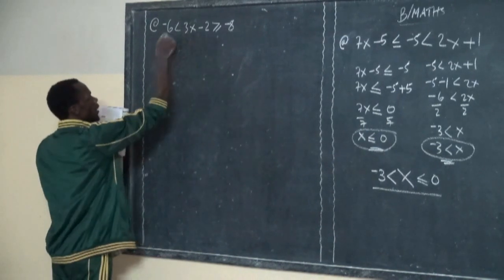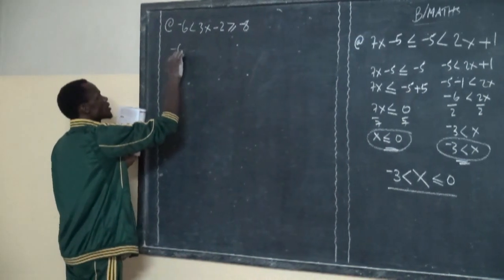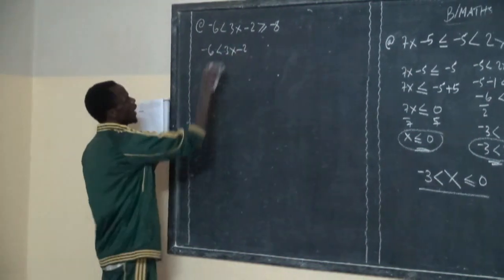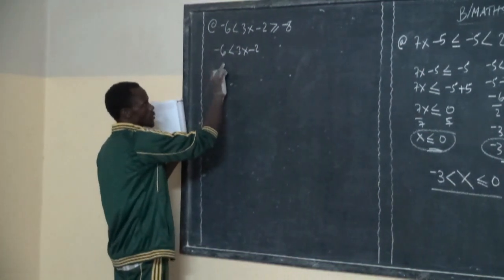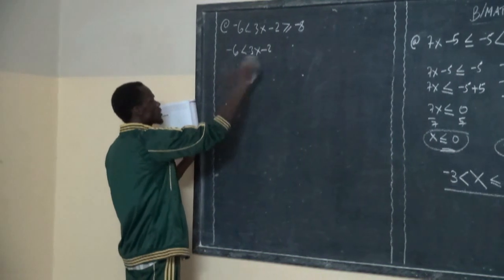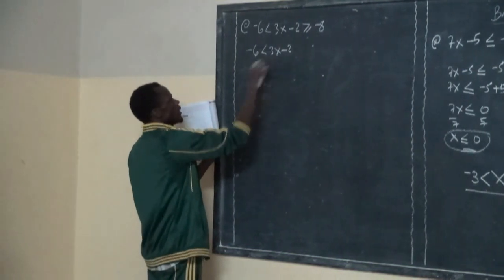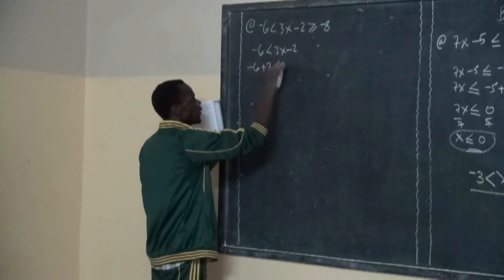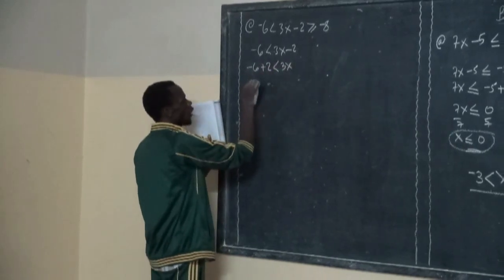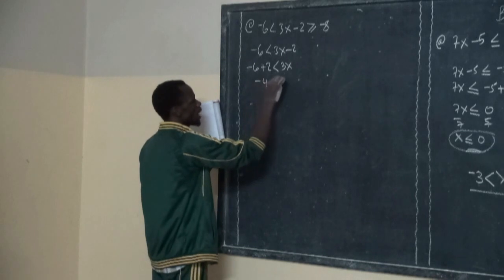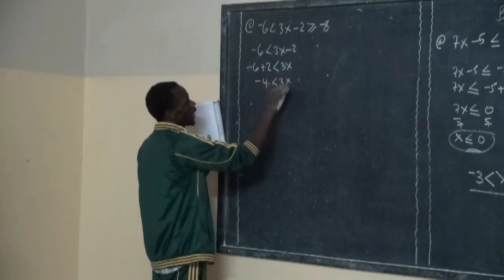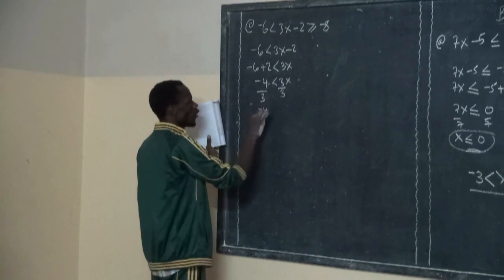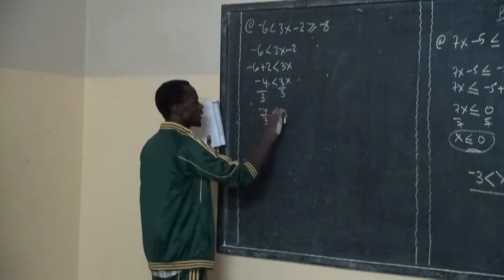Now we start with this one. Negative 6 is less than 3x minus 2. Then collecting the like terms, negative 6 plus 2 is less than 3x. Now here we have negative 4 is less than 3x. We divide by 3 both sides. Then negative 4 over 3 is less than x.